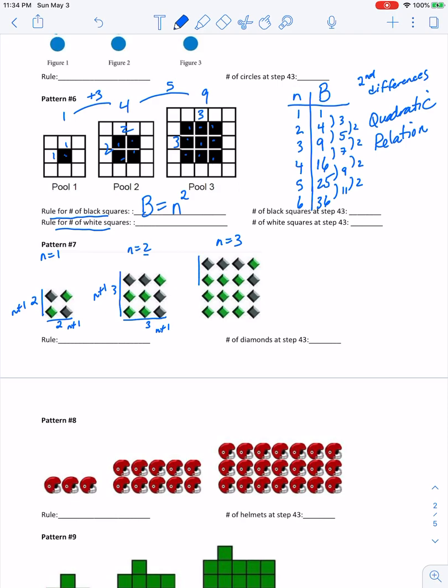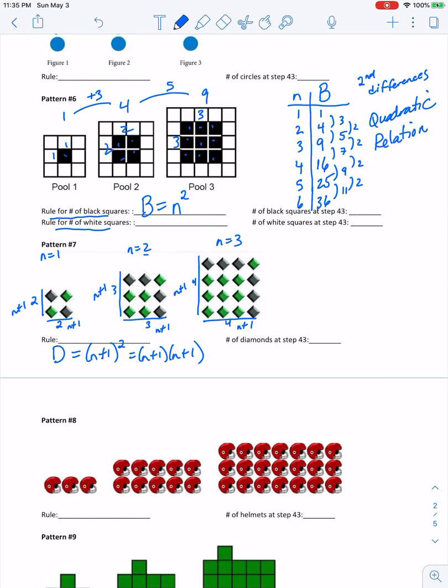And then 3, this is a 4 by 4. So yes, 4 is n plus 1 times n plus 1. So the number of diamonds that you end up getting is you take whatever n is, add 1, and then square that. You get n plus 1 squared, which is the same thing as saying n plus 1 times n plus 1.